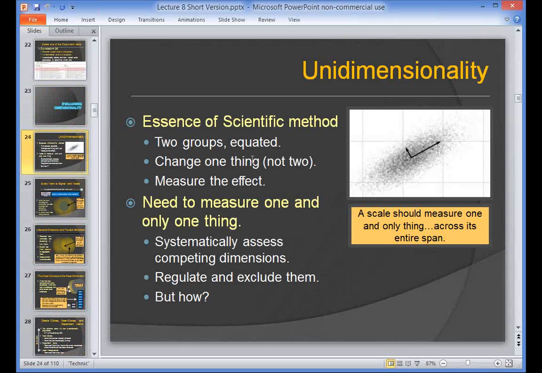Because what we try to do in science is make one change and see what happens. So we've got one group, we want to make one change to that group, and then we want to observe both groups very closely. And if something happens as a result of making that one change, then assuming we have scientific control and there are no confounds, we can measure the effect and infer causality. In terms of measurement, we want to do the same thing. We want to measure one and only one thing. If the scale measures two things, then measurement is confounded, right?